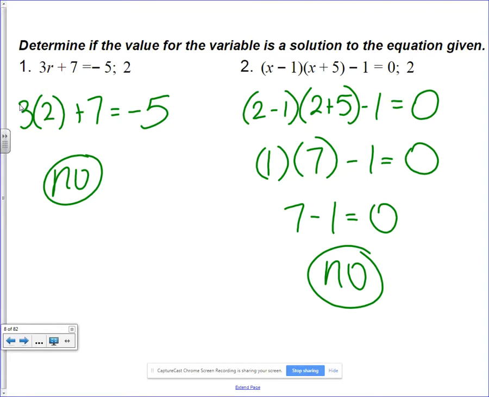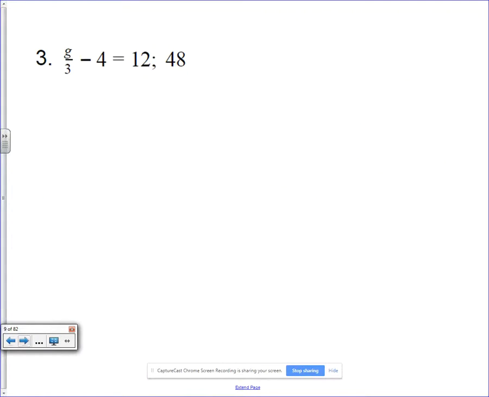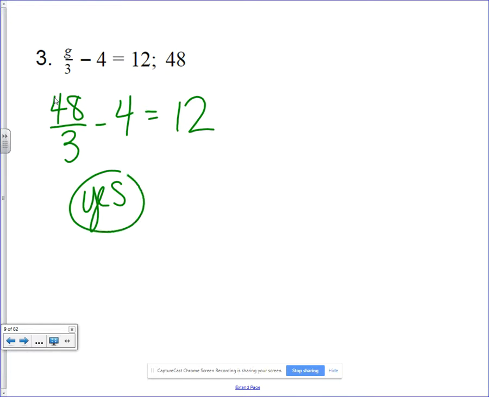Okay, last one in this section. What do they want me to try this time? Plug it in for the G, folks. What will you do first? It works, he says, because what did you do first? Divide and then subtract. And you got what? 12. Folks, it should equal 12, and if it does, yes, it is a solution.